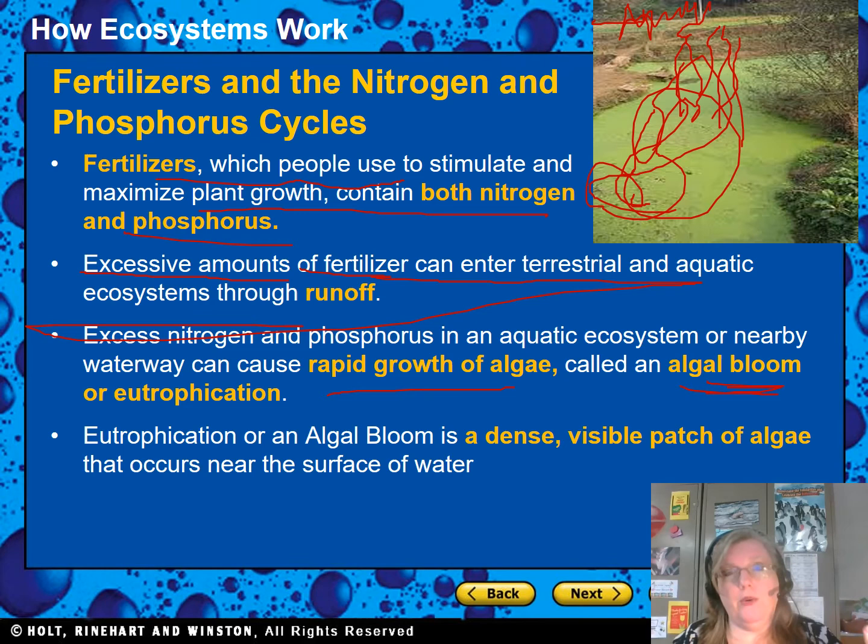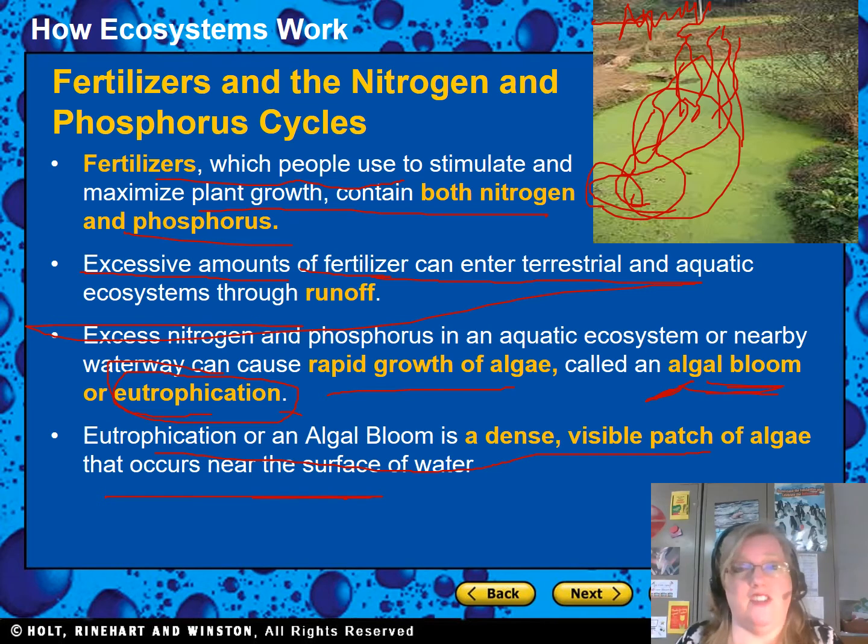An algal bloom. Okay, the fancy word for algal bloom is eutrophication. Eutrophication is the fancy word for algal bloom. Too much algae is called eutrophication. You'll need to know this word. Okay, so eutrophication or algal bloom is a dense, visible patch of algae that grows near the surface of the water. Okay, well now, we would think, all right, that that might be a good thing, right?